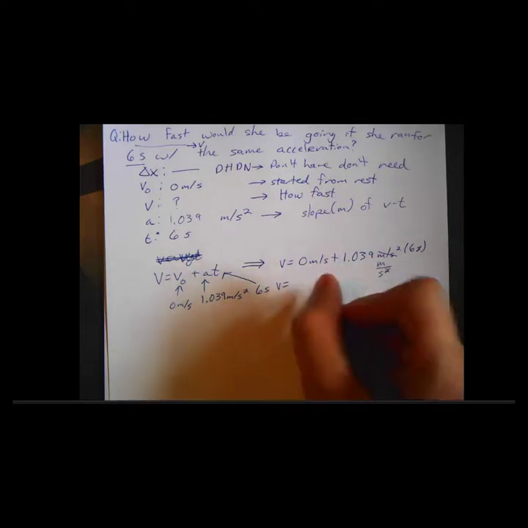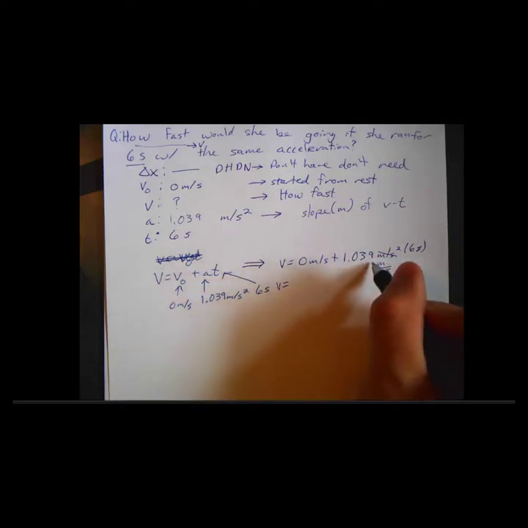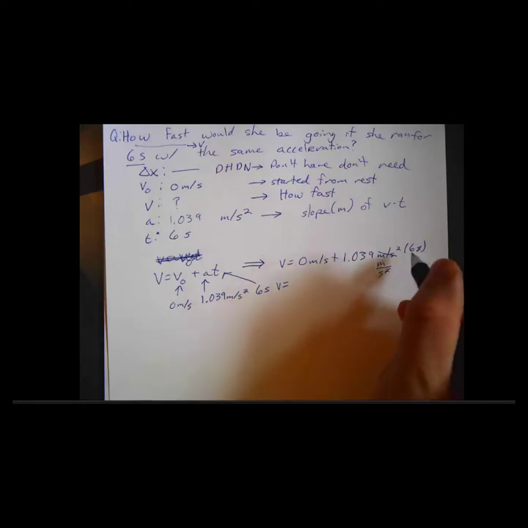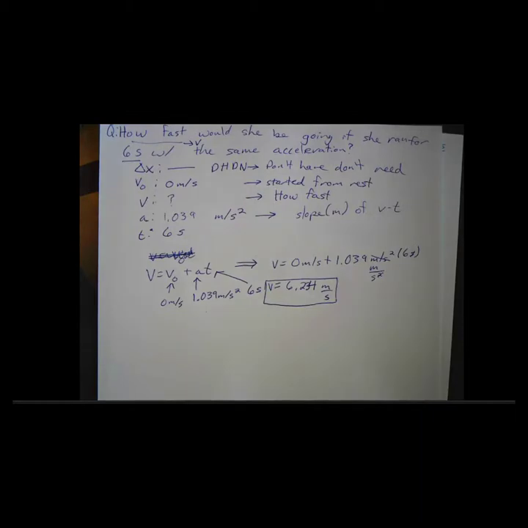So our velocity becomes 1.039 meters per second squared times 6, which equals 6.234 meters per second. That is our final answer. That's what we would predict. How fast would she be going if she ran for 6 seconds with the same acceleration? Of course, she must be running with the same acceleration.